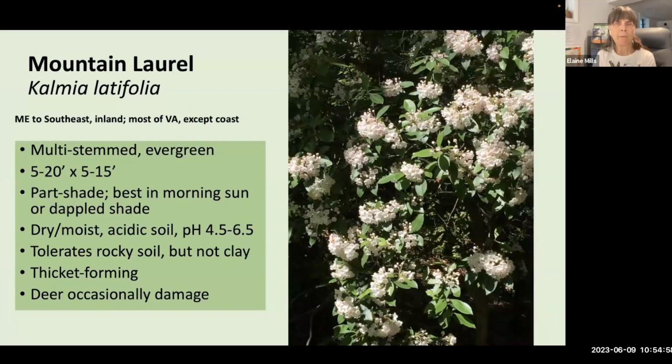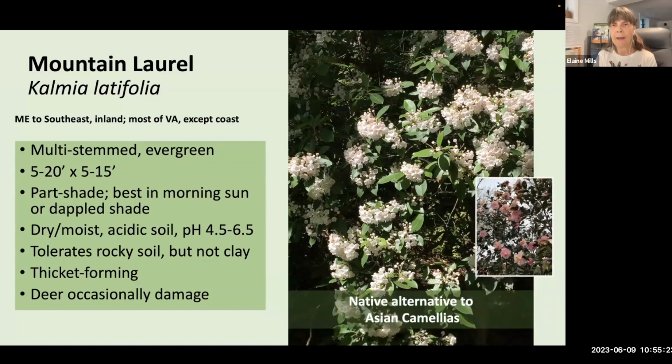Mountain laurel, Kalmia latifolia, is one of the showiest of our native shrubs. It's multi-stemmed and another evergreen selection. It grows 5 to 20 feet in height, so it's one of the larger shrubs. A very important point is that it is going to prefer acidic soil in the 4.5 to 6.5 range. It could be a very nice native alternative to Asian camellias.